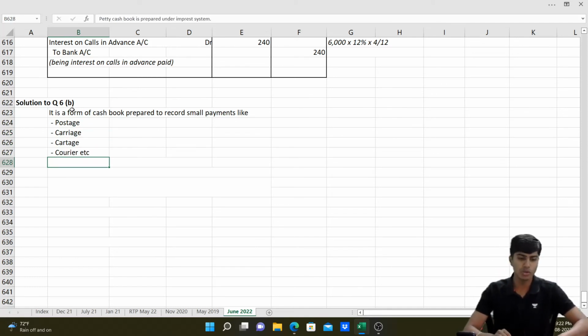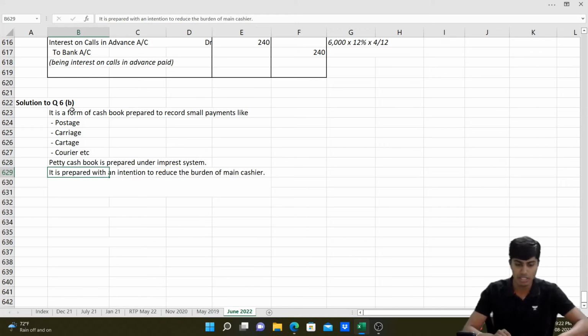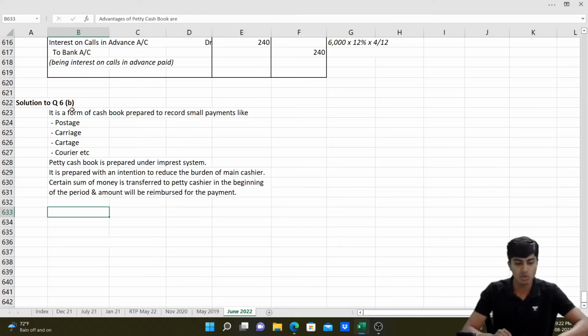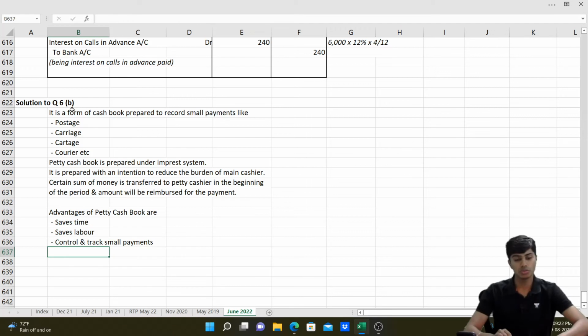This is prepared to ensure that we save the time and burden of the main cashier, to have better time control and management of cash, isn't it? It saves time, it saves labor, and it controls and tracks small payments. This, my friends, is the objectives of petty cash book.